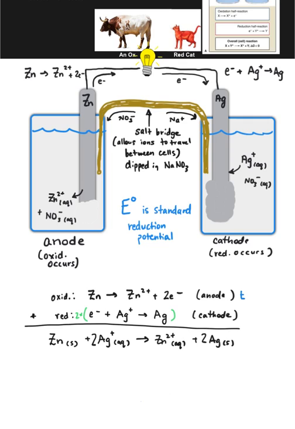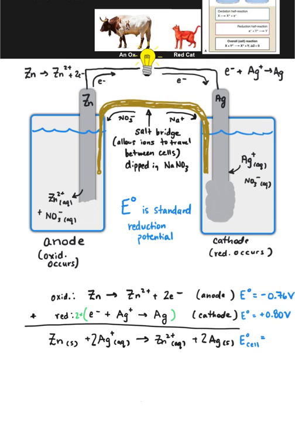If we look up tabulated values of these E quantities for each one of these half reactions, what we'd find is that for zinc, this standard reduction potential is negative 0.76 volts. Whereas for silver, it's positive 0.80 volts. Eventually, what we're going to do is come up with a value for the overall cell potential, which we'll call E cell.